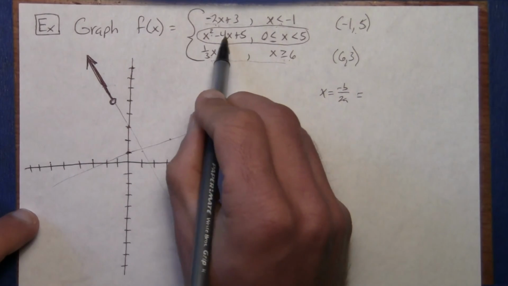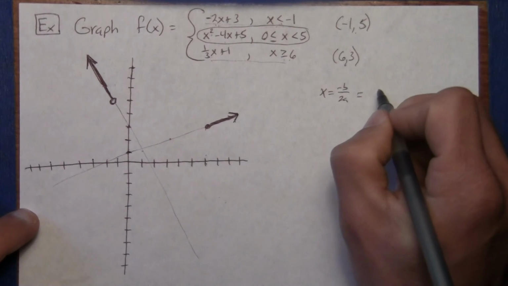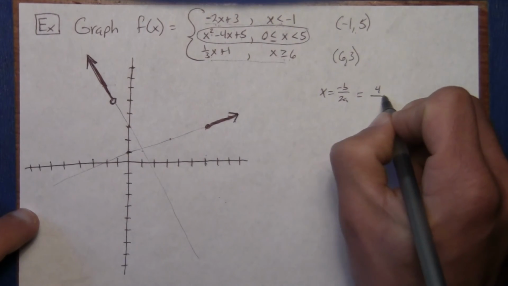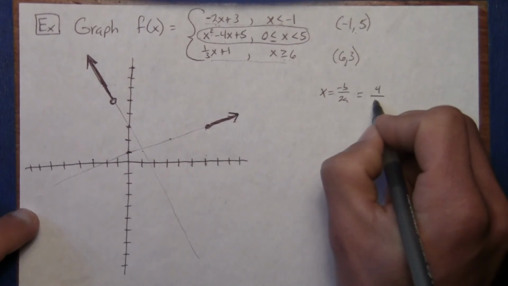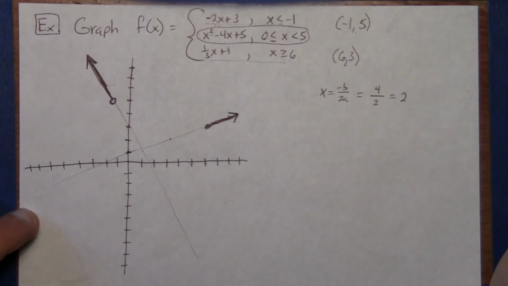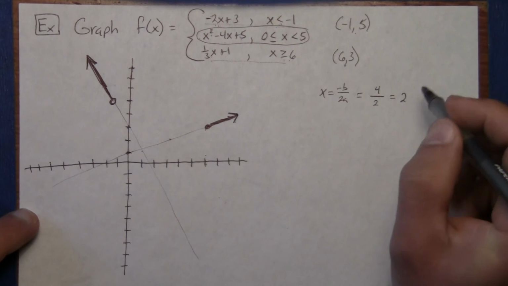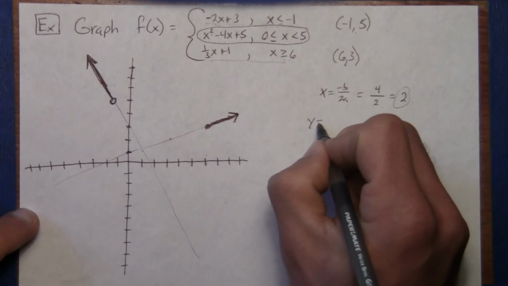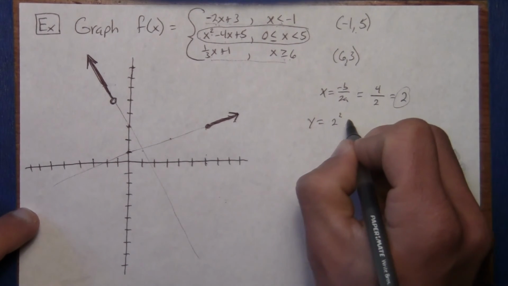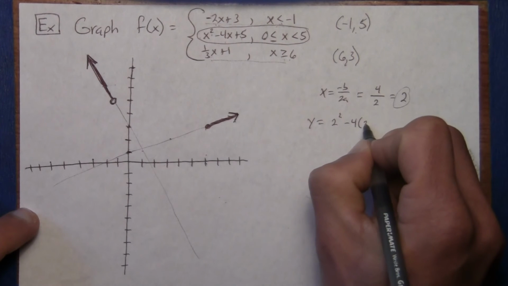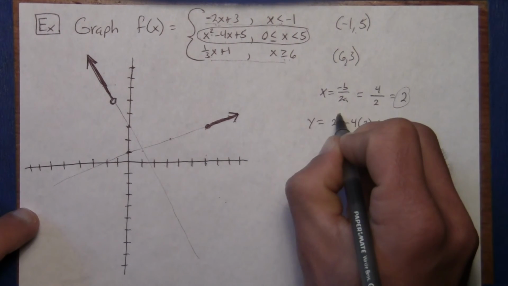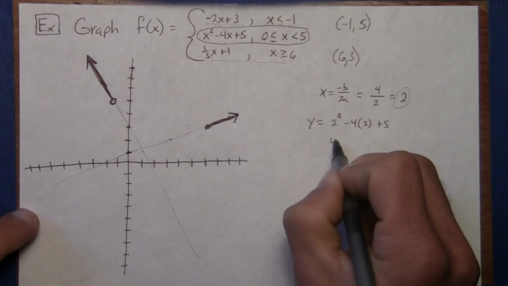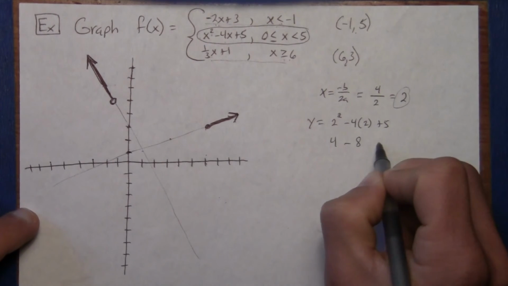So a, b, and c, it's negative b, so opposite of negative 4, or 4, divided by 2 times 1. Looks like my x value is 2. And quick reminder, how do I get the y value? Well, I take that 2 and I plug it back in. So y is going to equal 2 squared minus 4 times 2 plus 5. 2 squared I know is 4, minus that eventually becomes 8 plus 5.